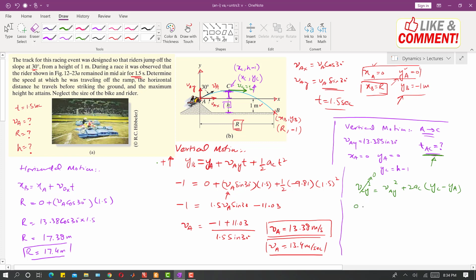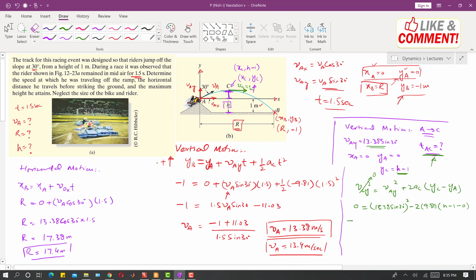So we will write 0 equals 13.38 sine of 30 degrees whole square, and AC will become minus g, since we are considering the vertical motion and the acceleration due to gravity is acting in the negative y direction. So we write minus 9.81, and YC will be h minus 1, so h minus 1 minus 0. In this equation only h is unknown, so we can find the maximum height using this equation.